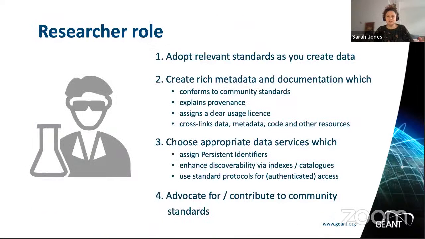So in terms of the researcher role for FAIR, I think the most important thing you can do is adopting the relevant standards as you create the data. So look at what metadata standards are available in your field, look at what different controlled vocabularies or ontologies are available, and adopt those when you're creating your data. And there are many registries of these out there, resources like FAIRsharing, which is a catalogue of different standards you can use, or there's a metadata standards catalogue looking at different disciplines available through the Research Data Alliance as well.